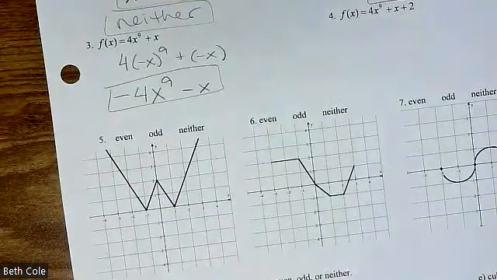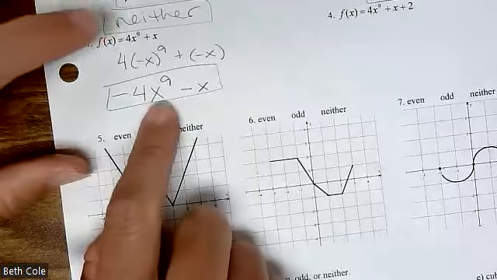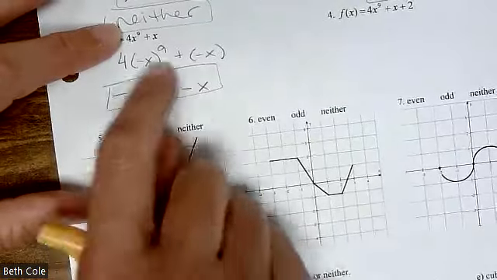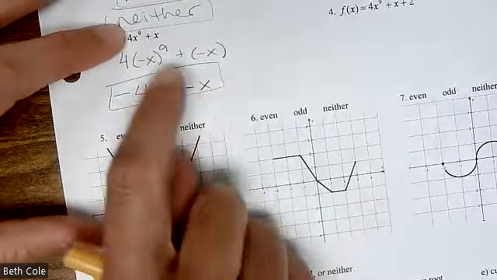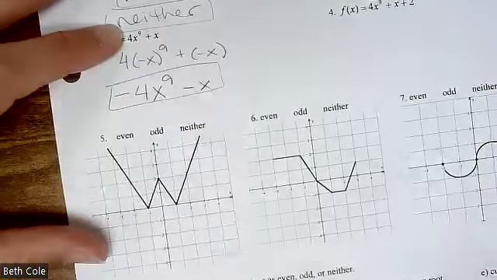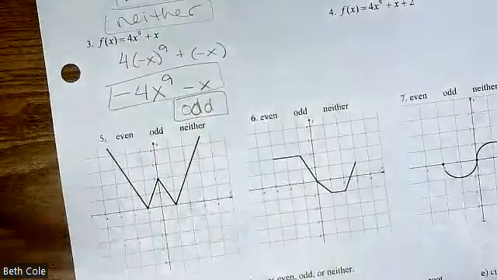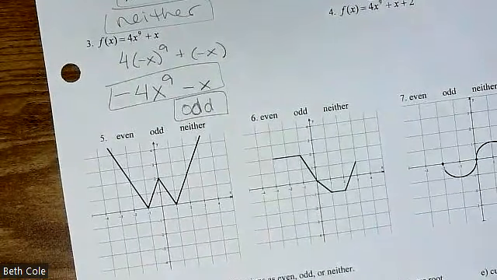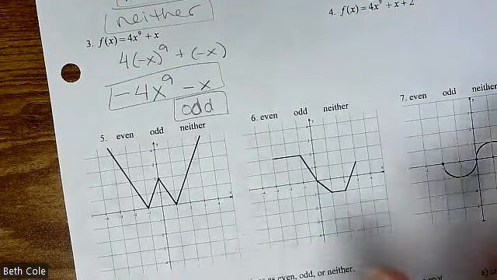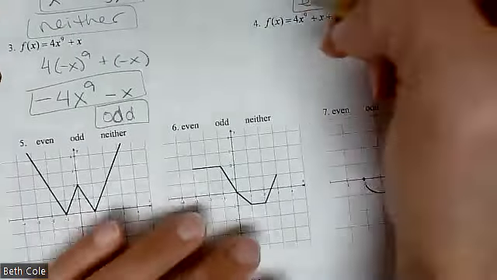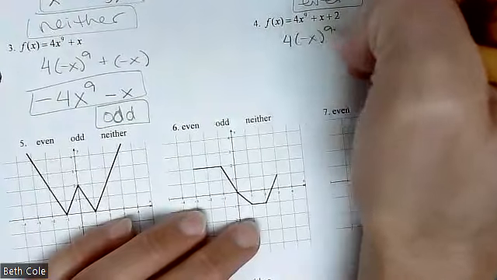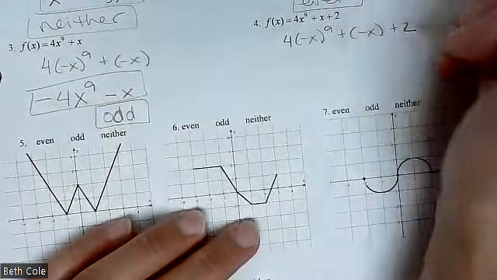So then you compare with what you started with. Compare this with the original problem. What do you notice? The first term's opposite and the second term's opposite, so odd. Same means even, opposite means odd. If it's like a mixture, then it would be neither. And so let's just try one more. Everywhere there's an X, put a negative X and give them hugs.